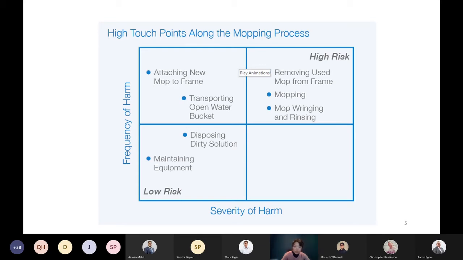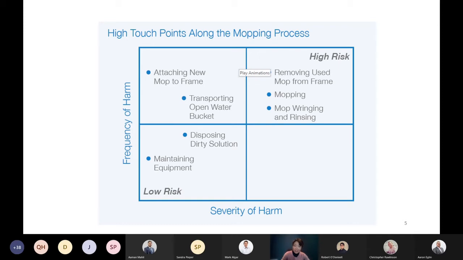First is removing the used mop from the frame, because the mop at that point is very dirty, right? Anytime you remove the mop from the frame, there is a risk of cross-contamination because inevitably, at least based on the systems that we see currently in the market, you have to use your hand to touch the dirty mop to remove that mop from the frame.